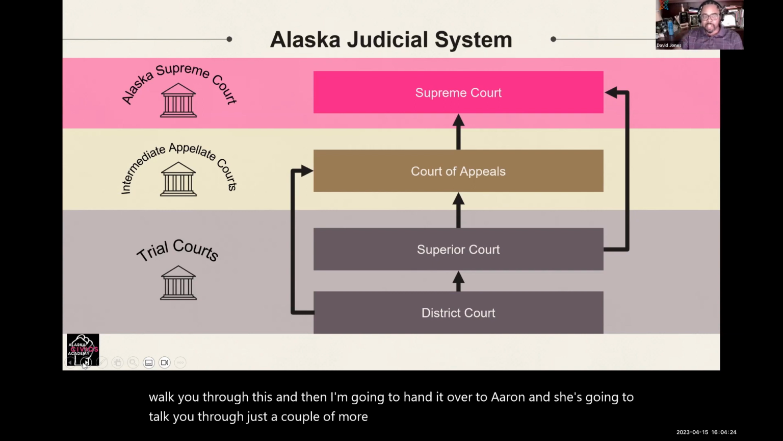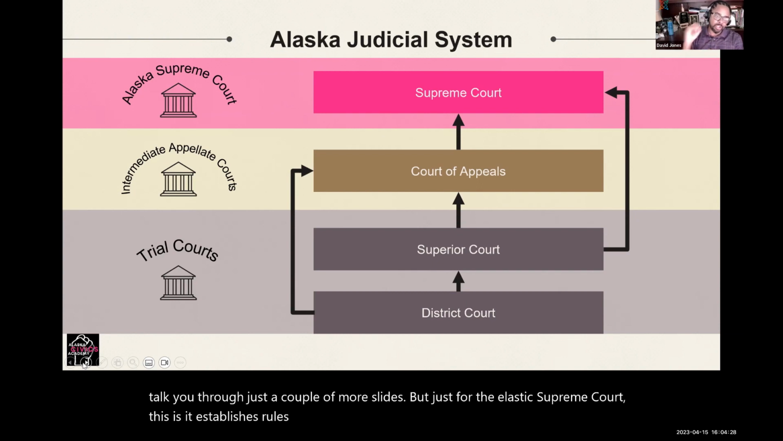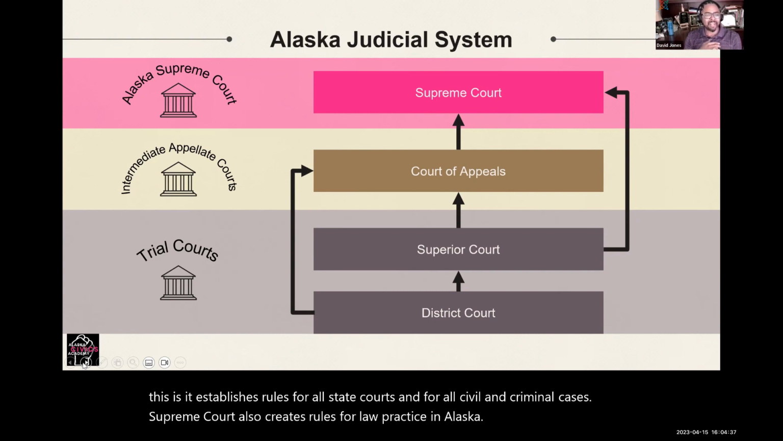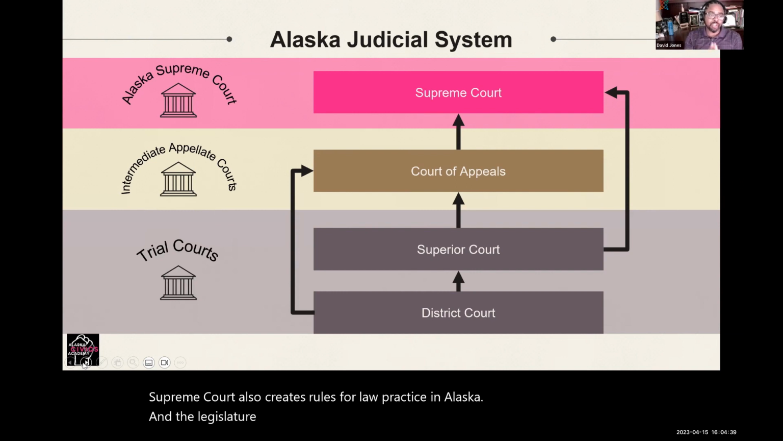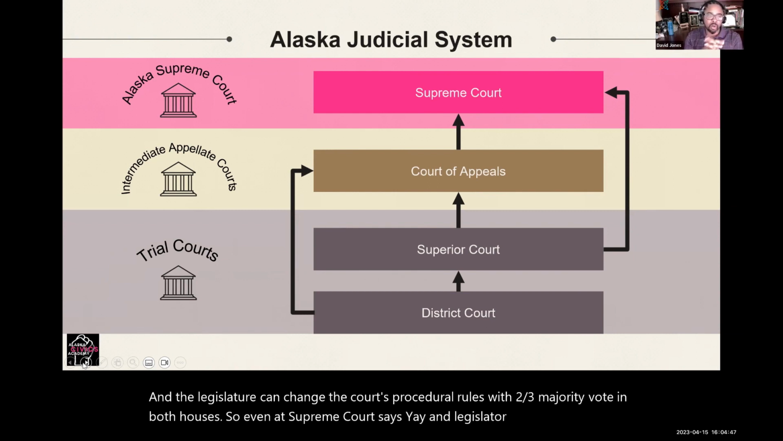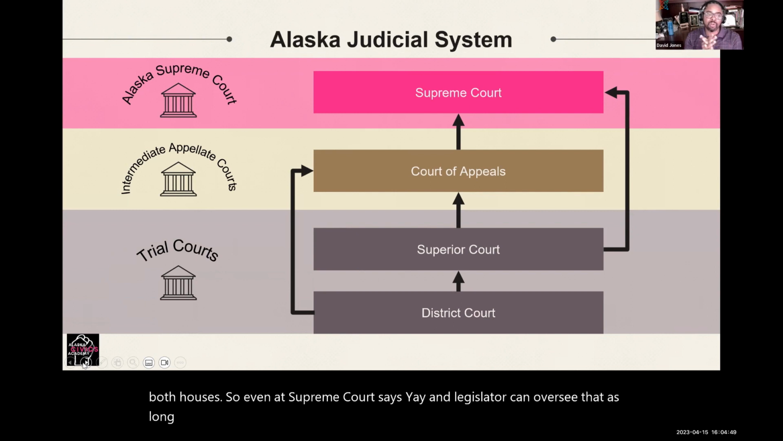But just for the Alaska Supreme Court, it establishes rules for all state courts and for all civil and criminal cases. The Supreme Court also creates rules for law practice in Alaska. And the legislature can change the court's procedural rules with a 2/3 majority vote in both houses. So even if the Supreme Court says yay, your legislature can overrule that as long as they have a 2/3 majority vote in both of the houses.